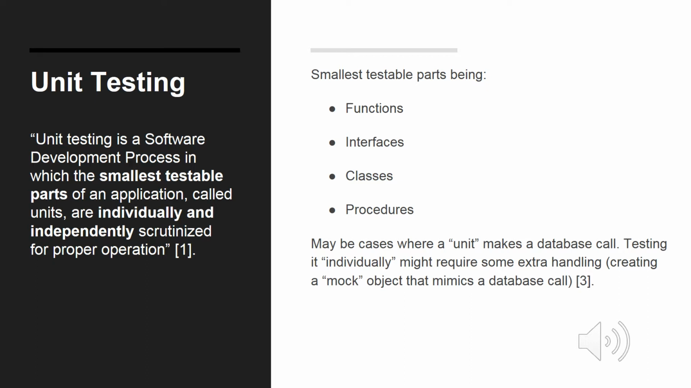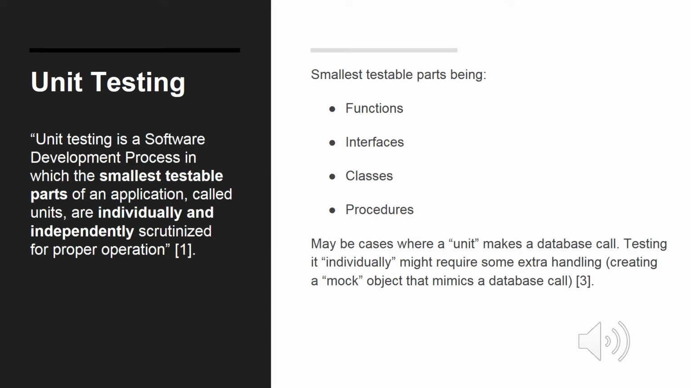The other key phrase to keep in mind is that the unit needs to be individually and independently scrutinized. In other words, when you're testing the unit, you need to test only that unit. So if testing of a unit spills over into the testing of another unit, then it's a problem. This is best demonstrated with an example.